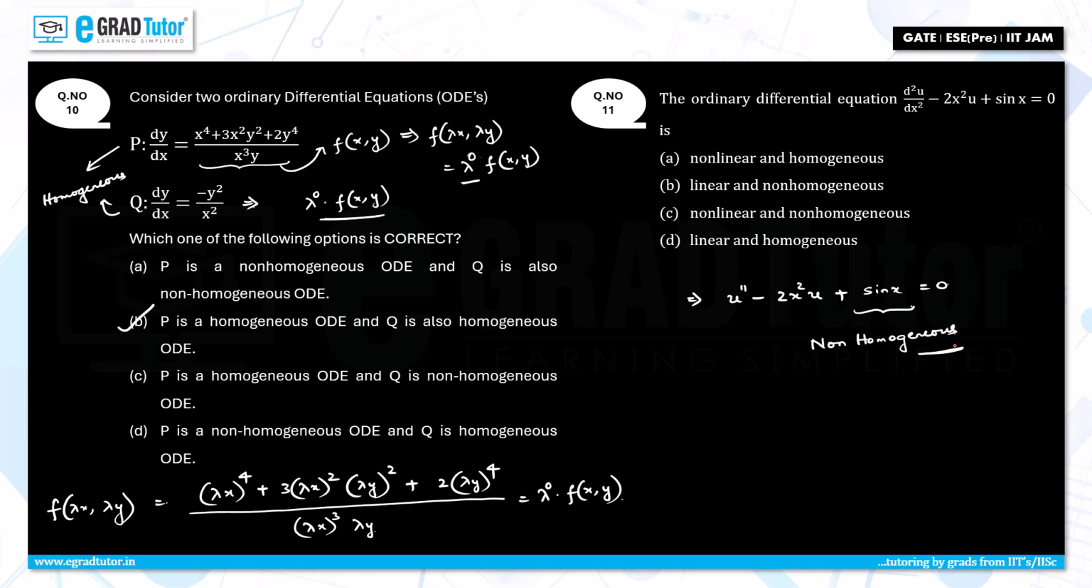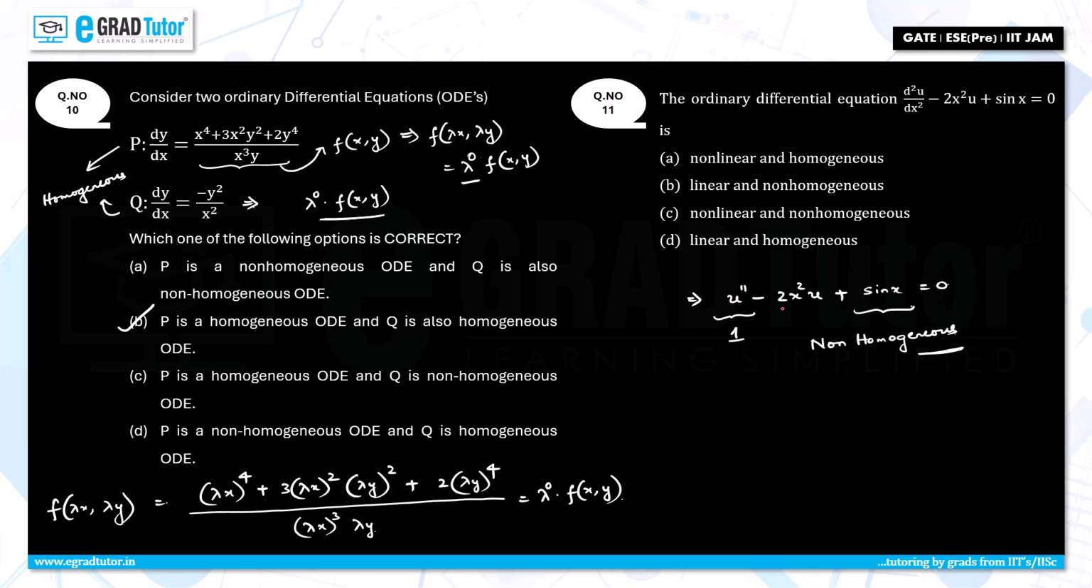Okay, straightforward. Alright, because there is no concept of degree here. That you can find out and check whether the function is homogeneous or non-homogeneous. So whenever you see terms like sin x cos x, first of all it's non-homogeneous. And second one, you see the degree of the term here.